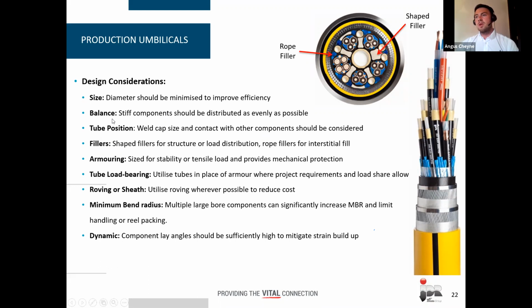So I noted before that stiff components, such as the tubes, should be distributed as evenly as possible to ensure that the bundle is balanced. Another consideration for tubes is that the weld cap of the tubes may impact on other tubes if neighbored next to each other, so it needs to be considered for certain sizes. In terms of fillers, there's an example here showing the difference between a shaped filler and a rope filler. So the shaped filler is providing some structure and supporting these hoses here, whereas the rope filler is generally just filling the outer space here.